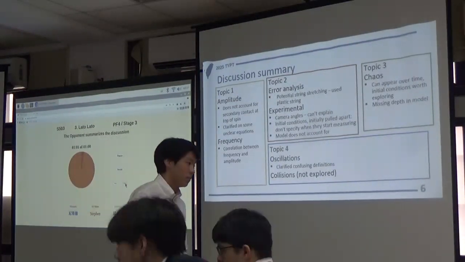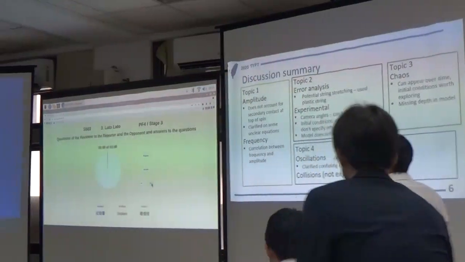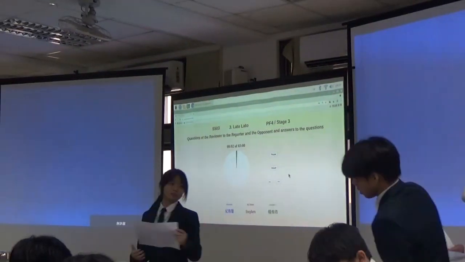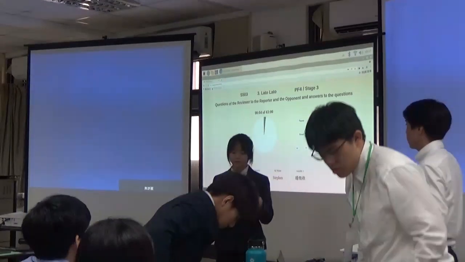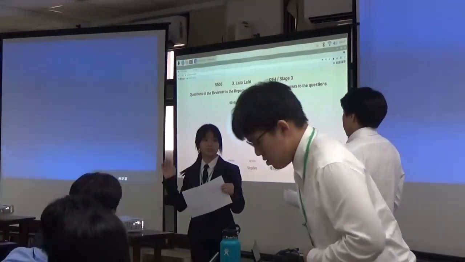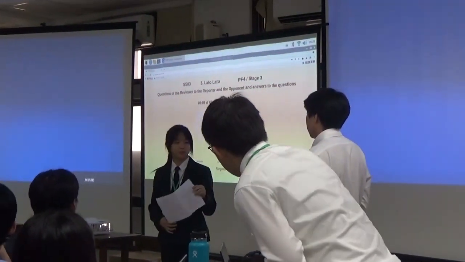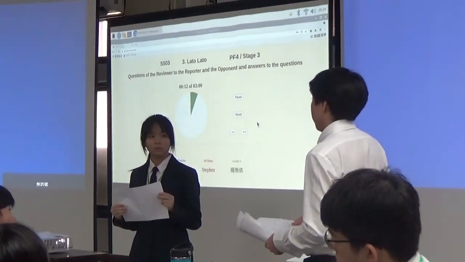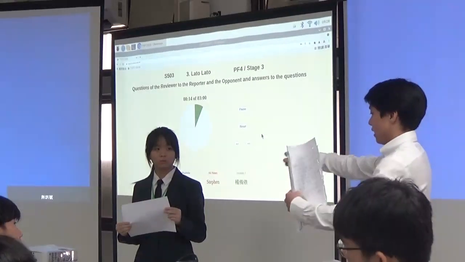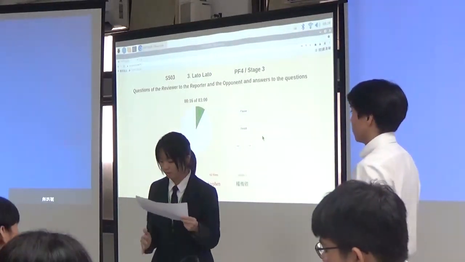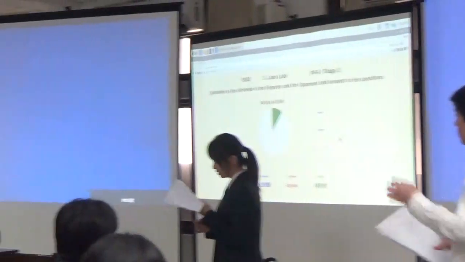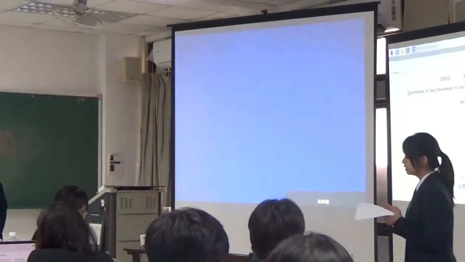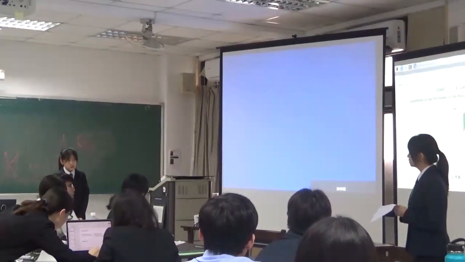Okay, so reviewer, please. I'd like to ask the opponent, she had mentioned that she used a 2D model to describe this phenomenon. Do you agree with that? No, I think it should be three-dimensional because they can contact at many different points. Okay, thank you. And to the reporter, I'd like to ask, what's the natural frequency of the lotto?